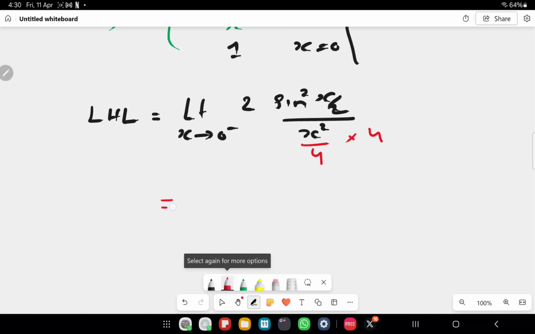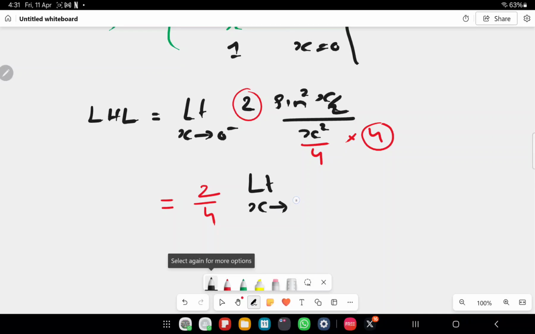So what I do is, children, I don't need this 2 and this 4 over here. That I will take out. So I will write here 2 by 4. Constants you can always bring out of these limits. So limit x tends to 0 minus, here you will have sine square x by 2. Sine square x by 2, I will write as sine x by 2 by x by 2, the whole square. I write it like this.